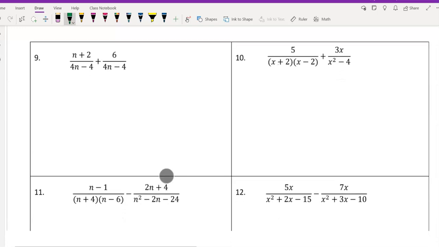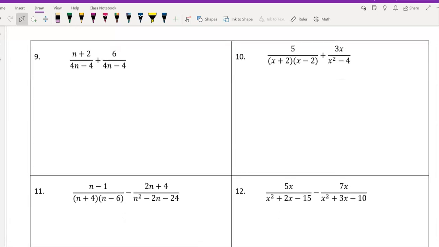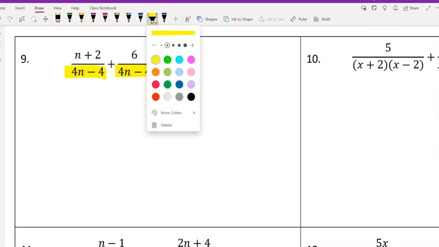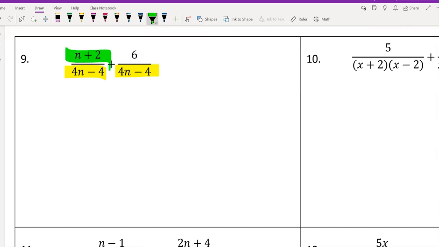I think y'all's is a little bit out of order, so we're moving on to number 9, which is more practice with the review, or sorry, operations. All right, so this is back to addition. When we add, we need a common denominator. Look at our denominators. Are they the same? Yeah, they are. So let's go ahead and combine the numerators all over the common denominator.